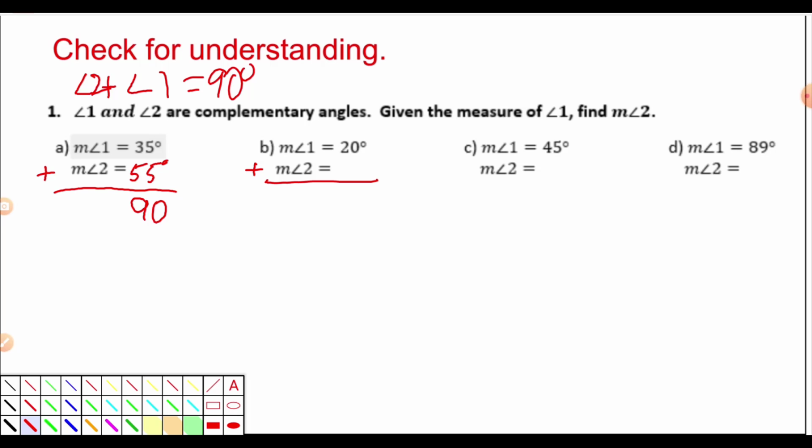So again, some mental math here. We know if these are complementary, they have to add up to 90 also. So this would have to be 70. Good mental math there. These two have to add up to 90. This is our favorite, the 45, 45.